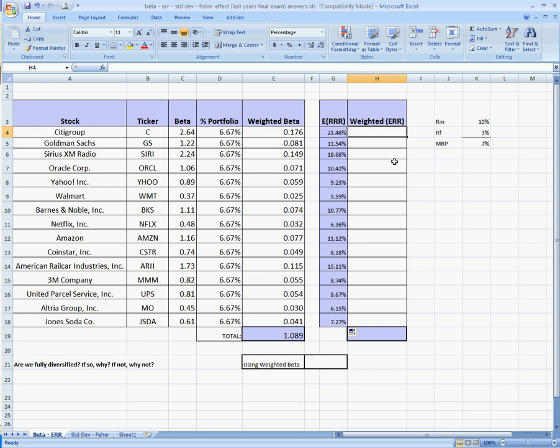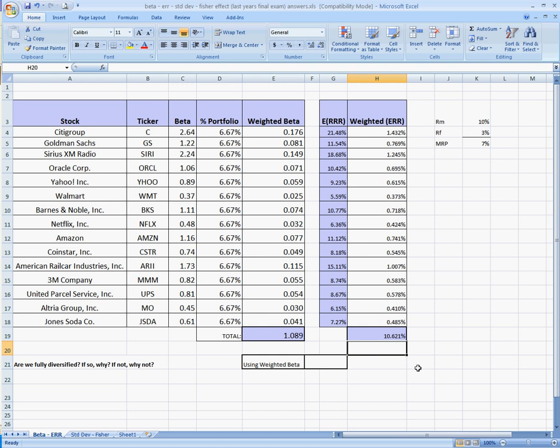All right, so we can also find our weighted expected required rates of return, right? We're going to do it the same way we did our weighted beta. That's just going to be your percent portfolio multiplied by your expected required rates of return. And I'm going to drag that all the way down. And then in this box at the bottom, I'm going to sum all these up, and that's going to give me the expected required return for the portfolio. And that gives me 10.621%.